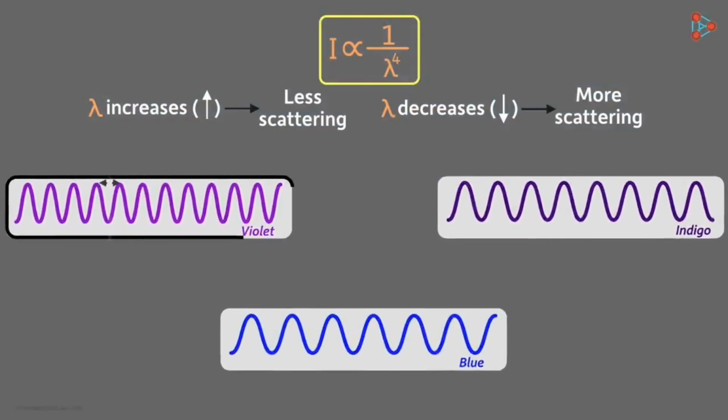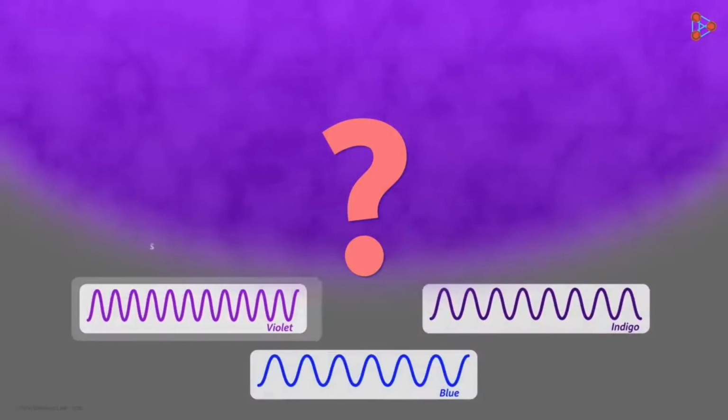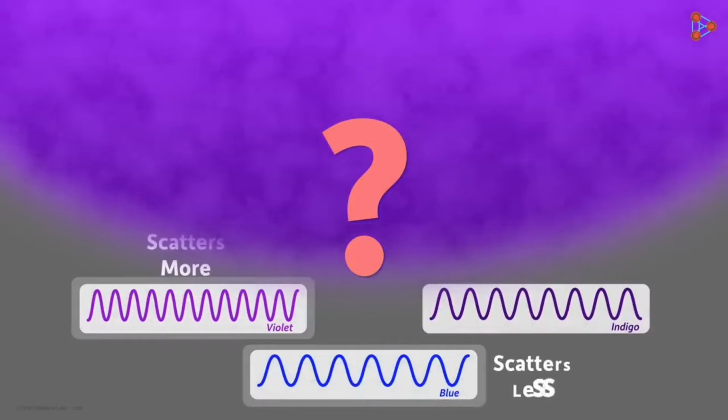But wait! The violet light has the smallest wavelength. Then why doesn't the sky appear violet, or even indigo for that matter? It is true that the sky scatters the violet light more than the blue light. However, we don't see a violet sky, do we?